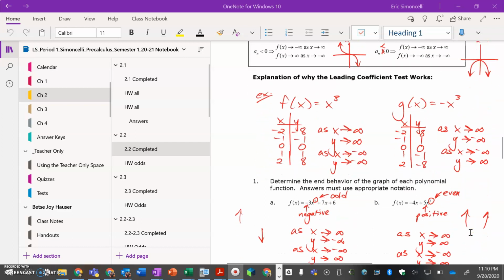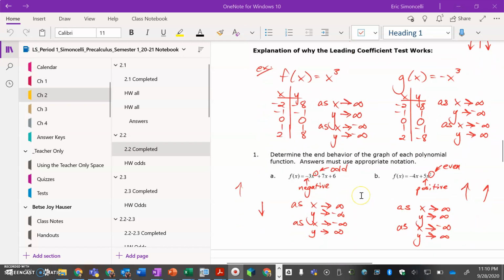Determine the end behavior of the graph of each polynomial function. Answers must use appropriate notation. So you can actually do this pretty quickly by looking at the leading coefficient, looking at the exponent, in this case negative and odd, and therefore you know negative and odd is going to go up and to the left, down and to the right, without even knowing everything else on the graph, without even typing it into your calculator. As x goes to positive infinity, y goes down, and as x goes to negative infinity, y goes up.